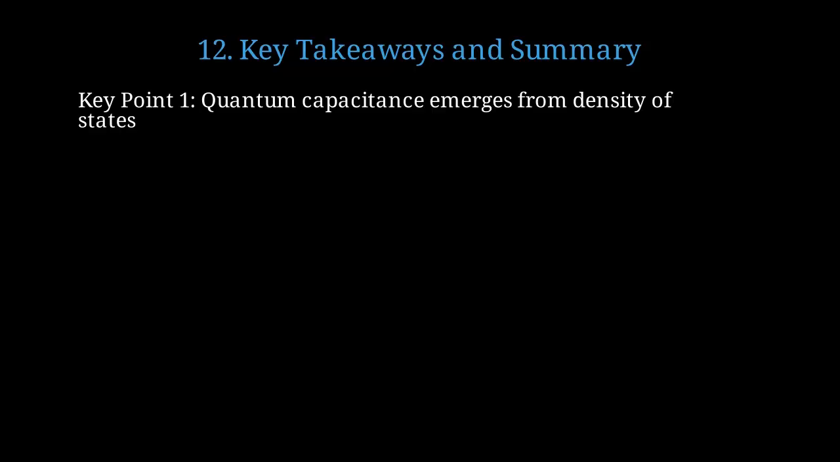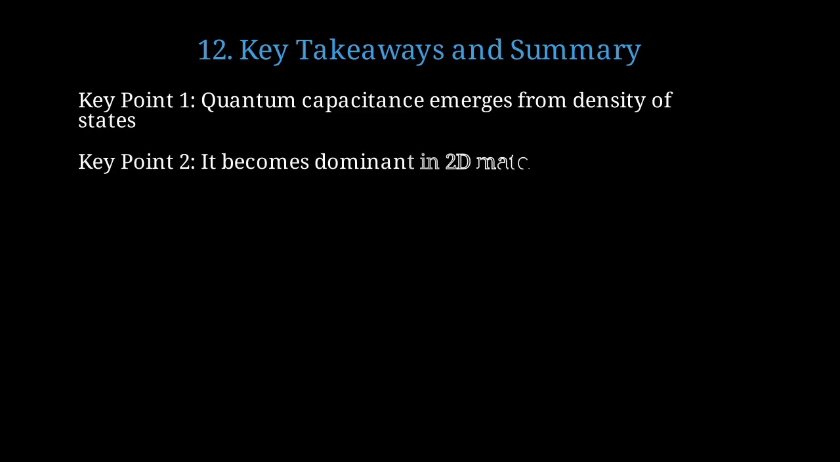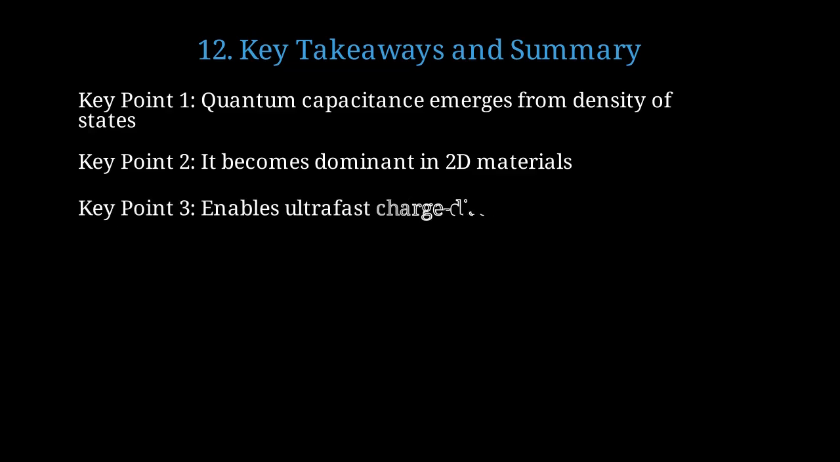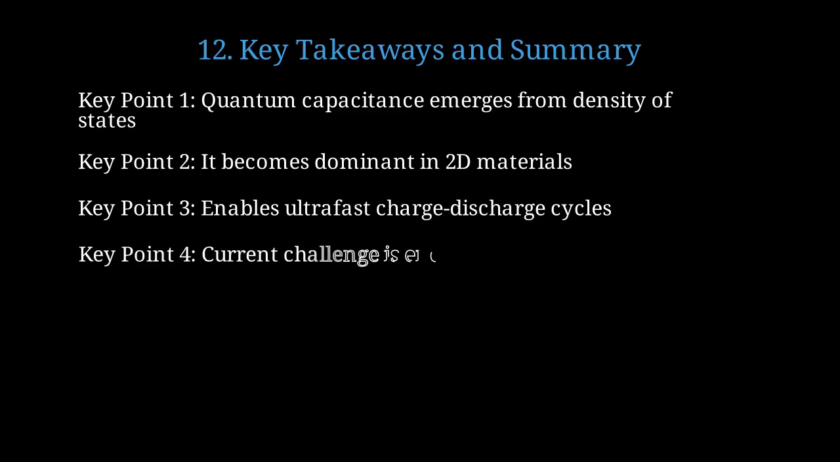Let's summarize the key concepts of quantum capacitance. Key point 1. Quantum capacitance emerges from the electronic density of states, not geometric factors. Key point 2. This effect becomes dominant in two-dimensional materials where quantum confinement is extreme. Key point 3. Quantum capacitors enable ultra-fast charge-discharge cycles, far exceeding battery speeds. Key point 4. The main current challenge is energy density, not power density.